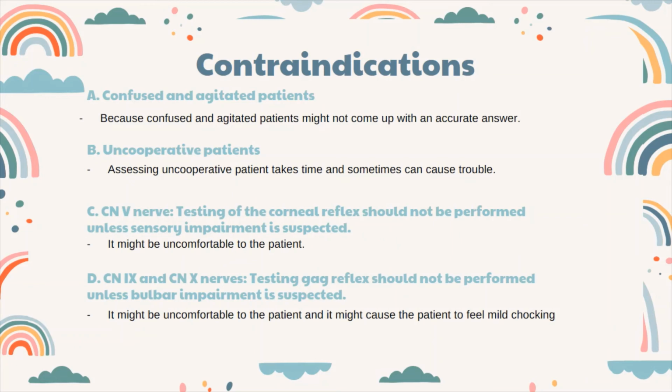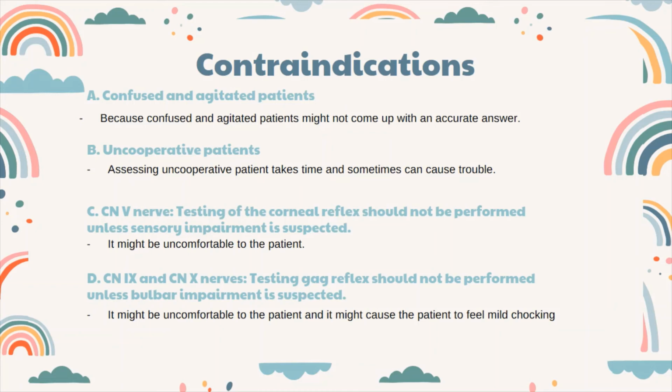For contraindication, letter A, confused and agitated patient, because a confused and agitated patient might not come up with accurate answers. Letter B, uncooperative patient, so assessing an uncooperative patient takes time and sometimes can cause trouble. Letter C, cranial nerve number 5, testing the corneal reflex should not be performed unless sensory impairment is suspected. So it might be uncomfortable for the patient.